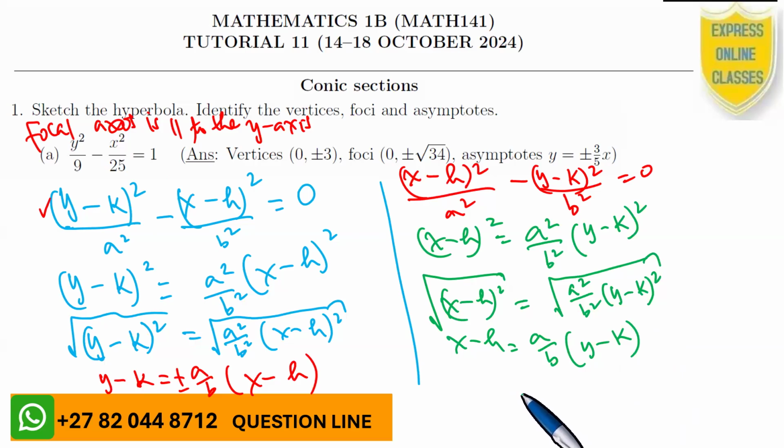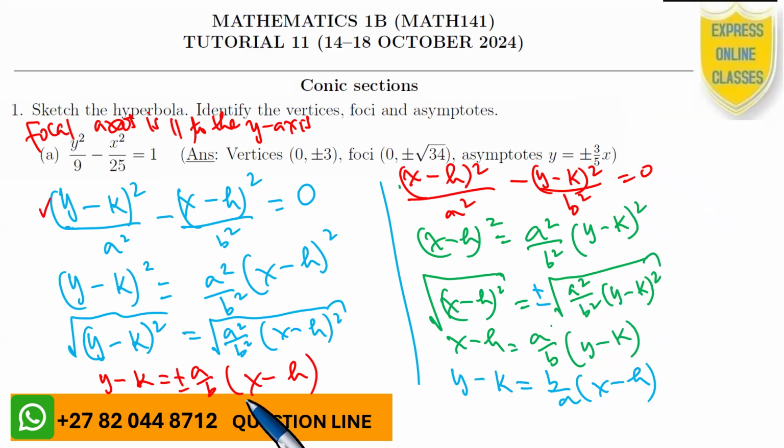Okay. If x is positive, it will be a over b. But as you can see, it is very important to note that it really depends on what the subject of the equation is going to be. So these would be the asymptotes. Of course, you have plus or minus here. Or you can say y minus k becomes b over a (x minus h).